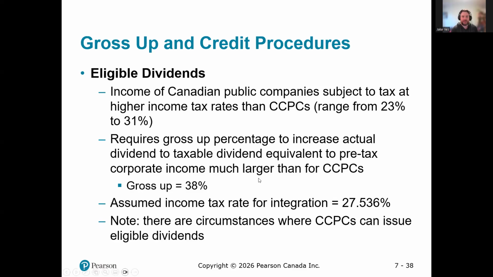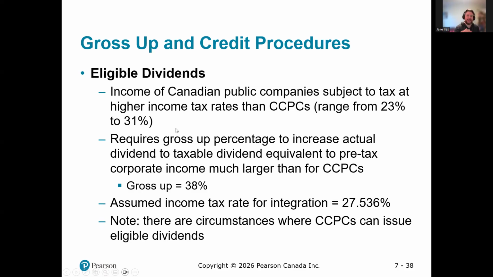So in the example I used in the last video, we calculated that to return the after-tax dividend to its pre-tax number was about 37% because of the tax rate we used. Eligible dividends use a gross up of 38%. This is the rate that would apply in a perfect integration rate of 27.536%. So this general rate, or this assumed tax rate of 27%, is within the range of 23 to 31.